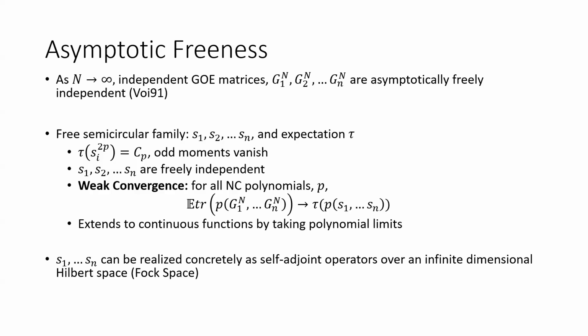But as I was saying earlier, an interesting point is that not only do they exist, but S1 up to Sn can also be realized concretely as self-adjoint operators over a certain infinite dimensional Hilbert space. What I mean by this is that there is some set of operators living over this abstract Hilbert space, such that if I look at the moments of these operators, they match the moments of the semicircular variables that I just defined. So I have some explicit way in which I can build these things as infinite dimensional operators.